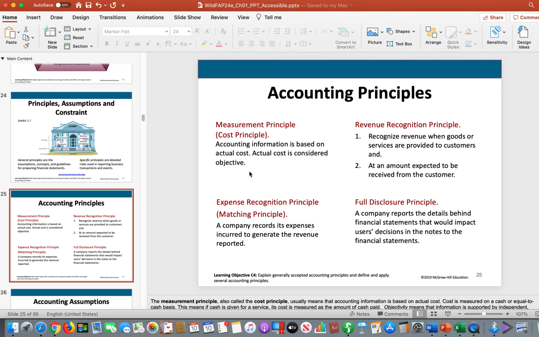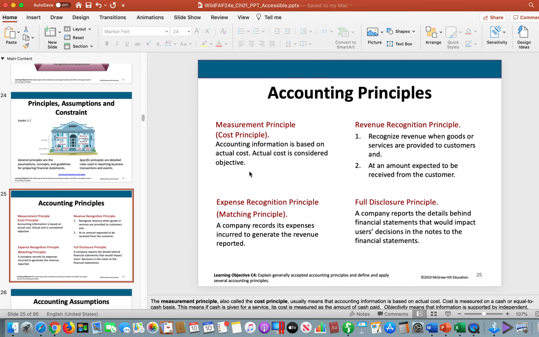Now, let's talk about the first principle. It's called the cost principle. And that is, you must be objective. We want something objective. So you record a transaction based on the actual cost. In other words, let us say you want to buy a truck, and the truck costs $33,000. You record the $33,000 because that's the actual cost. Now, the truck may be worth $50,000. It may be worth $2,000. It doesn't matter. What did you pay for it? What was the cost?